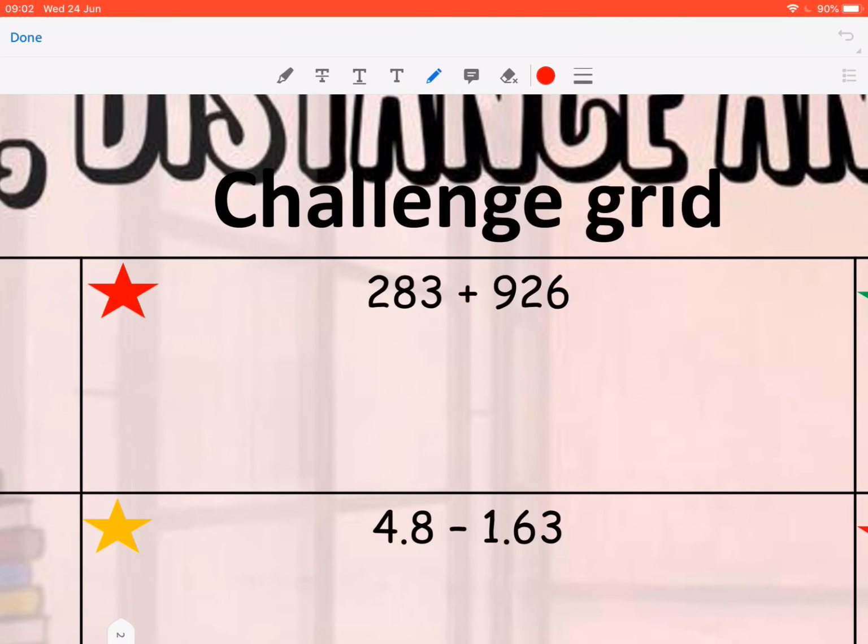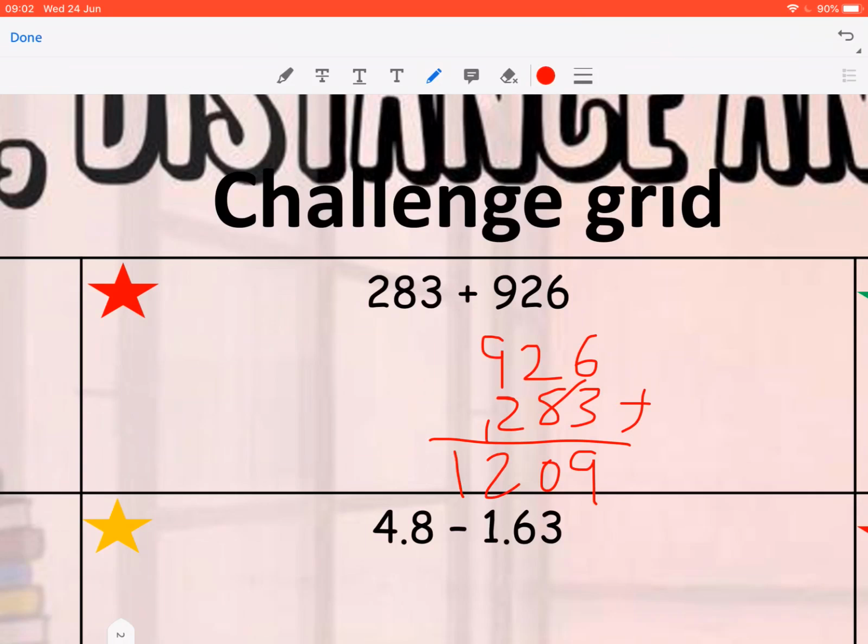Next, I got 283 plus 926. Make sure everything hugs the right hand side. 6 plus 3 is 9. 2 plus 8 is 10. And 9 plus 2 plus 1 is 12. So my answer is 1,209.